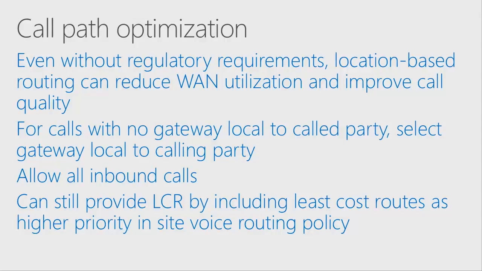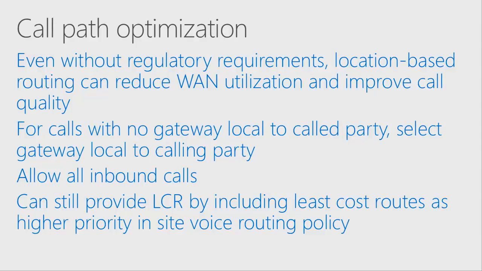And lower your WAN utilization, right? So you might want to do least cost routing first, right? If I'm calling a New York number, go out the New York gateway no matter what, because I'll do least cost routing. But if I'm calling another number in the country, select the gateway closest to the caller and allow all inbound calls, okay?